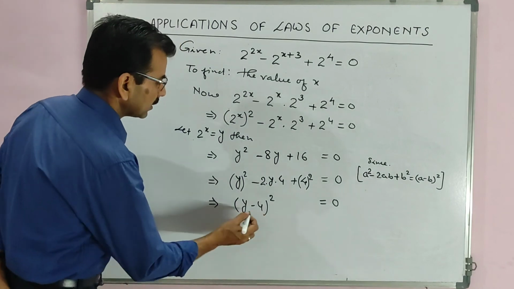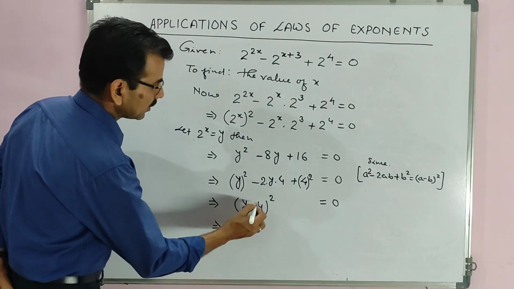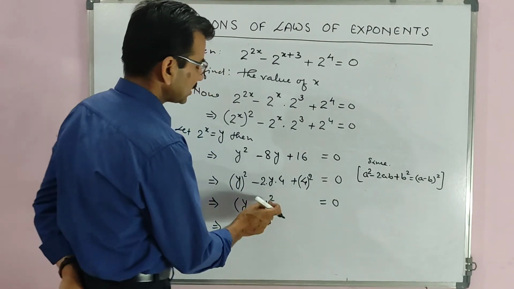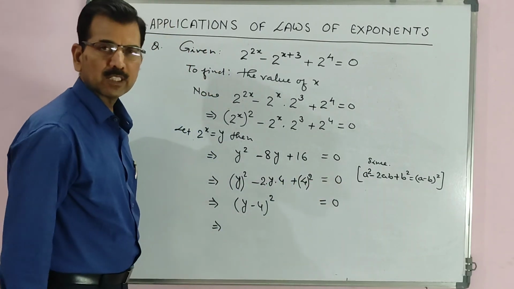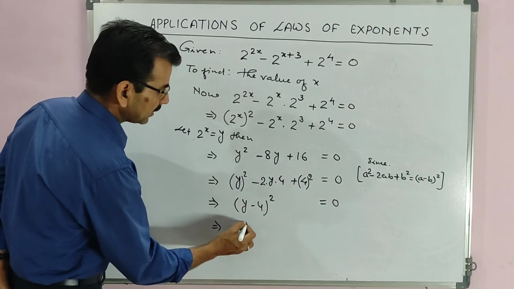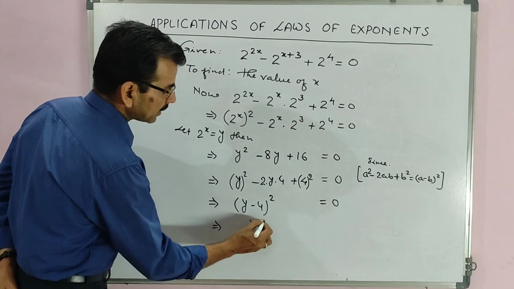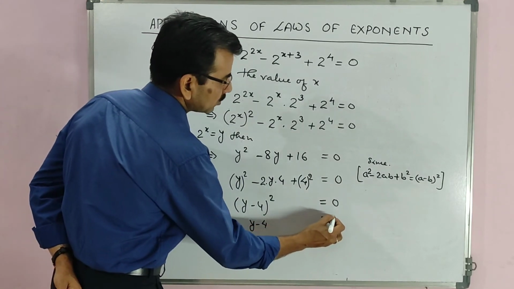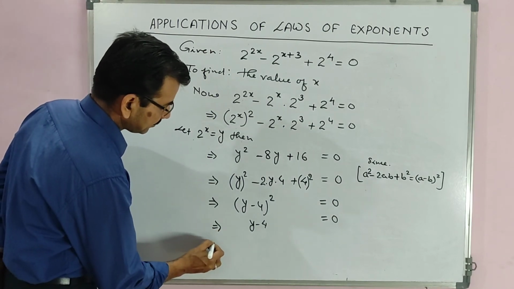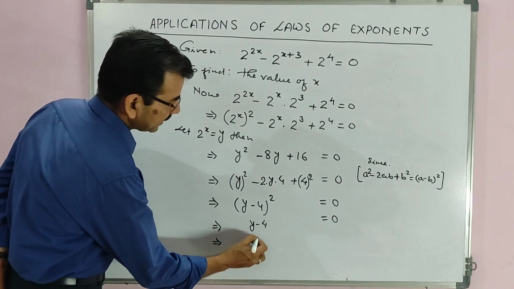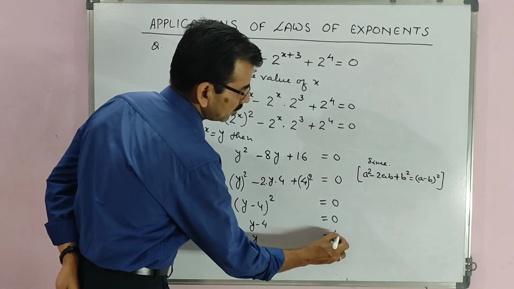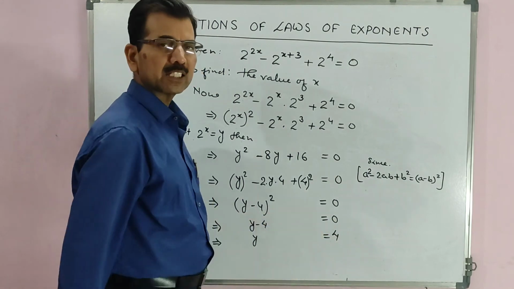Clear? Now next step: y minus 4 whole square, and this side is 0. So this square we can give to the other side as a square root, and the square root of 0 is 0 only. Therefore we can write y minus 4 is equal to 0. Clear? Next step, y is equal to, minus 4 we can transpose here, so this is equal to 4. Minus 4 will become plus 4.